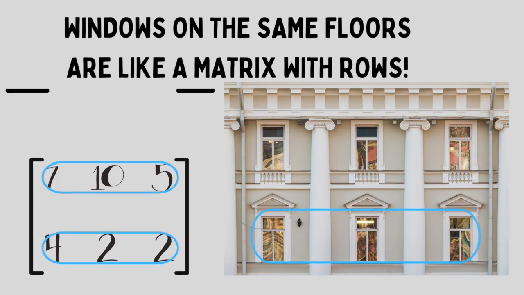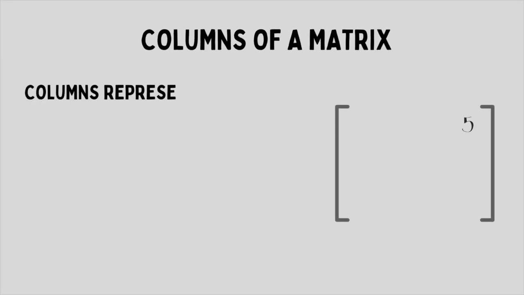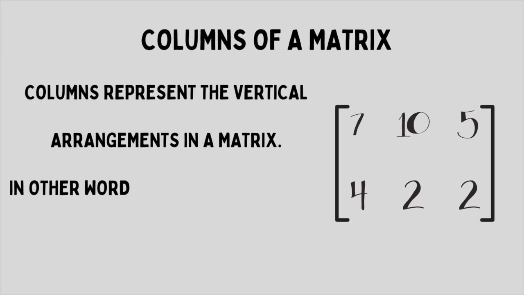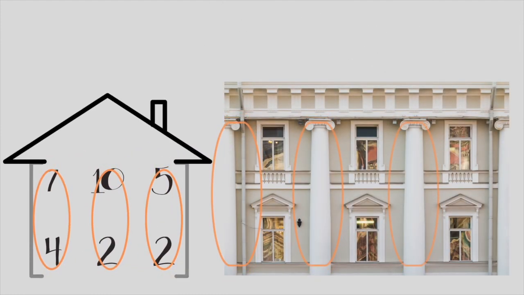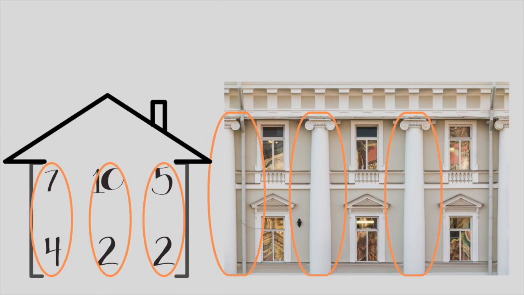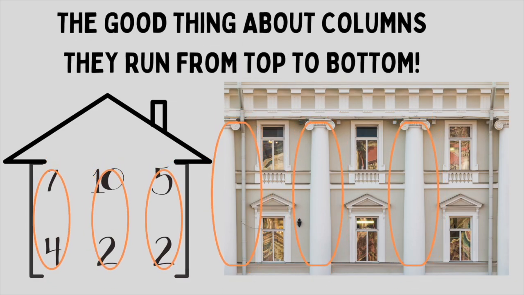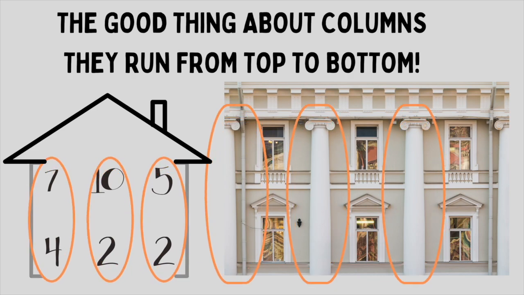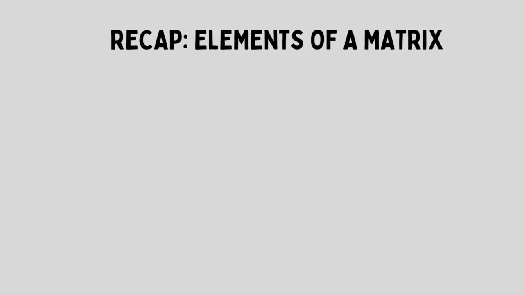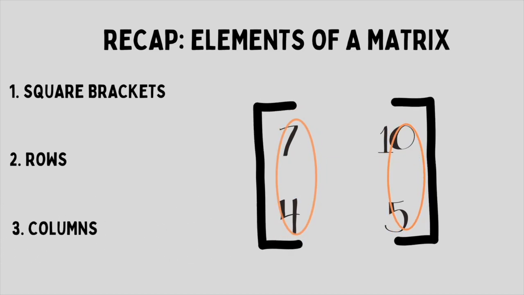Out of all the elements, the last ones are the columns of a matrix. These represent the vertical arrangements in a matrix. In other words, columns run up and down, as you can see here. Columns are one of the most important things that hold up a structure in a house. The good thing about columns, they run from top to bottom so that they can hold the weight of the house. So in our matrix, the elements that go from top to bottom are the columns of the matrix. So just to remember what those are, we have our square brackets, our rows, and our columns.